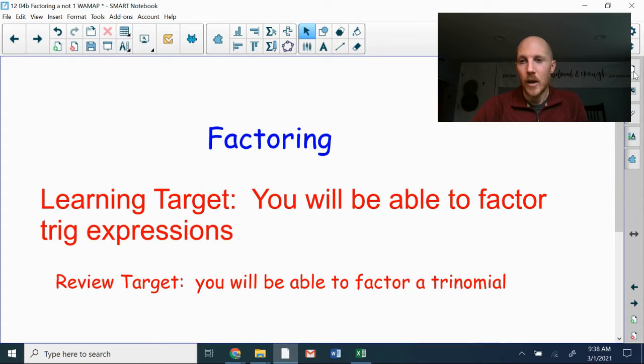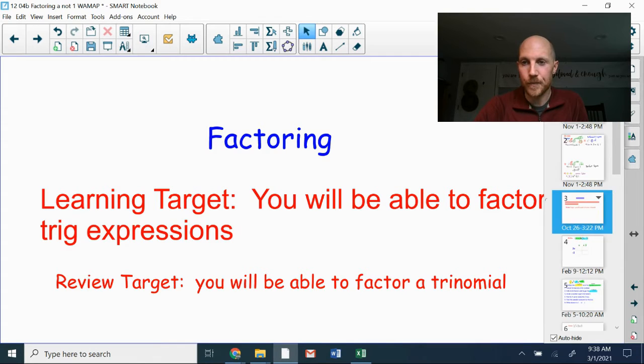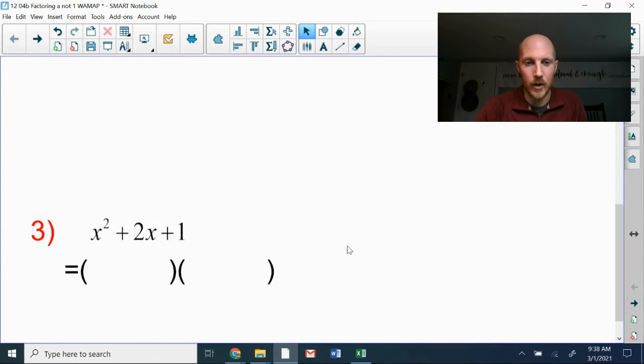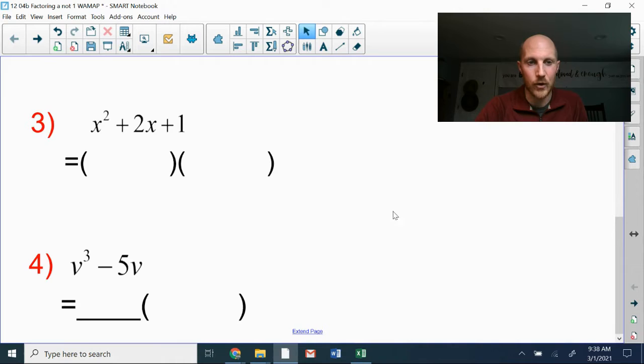So factoring, here we go. I'm going to jump back to this do now page and let's look at two additional problems. This is the last part of the do now. Go ahead, factor these and hit pause. I'll wait.